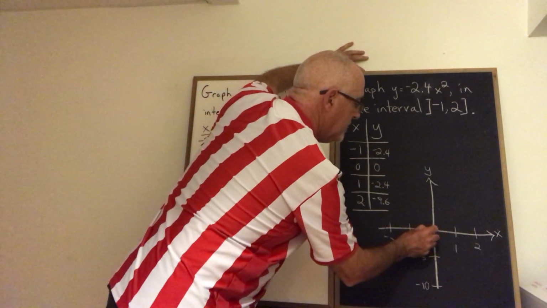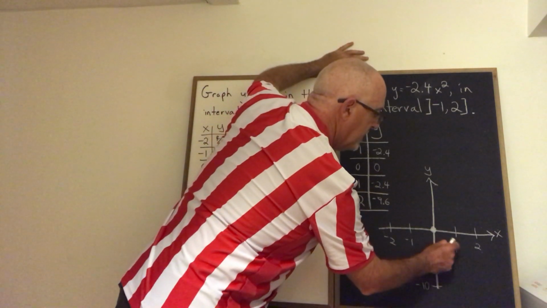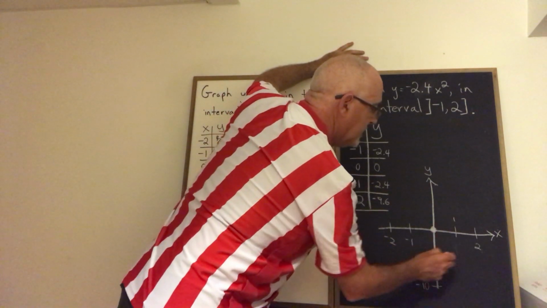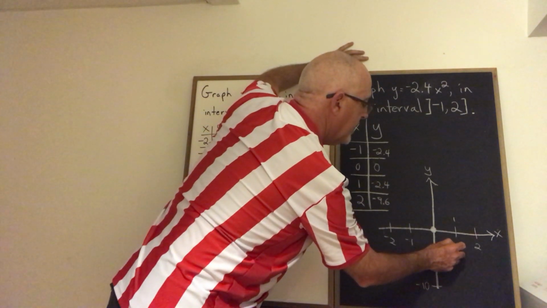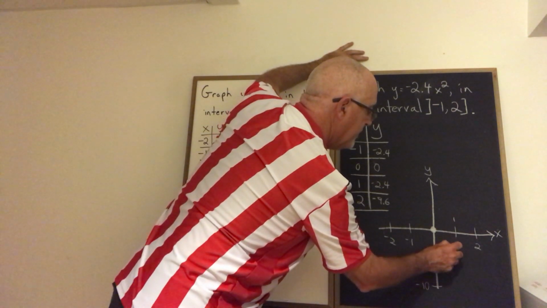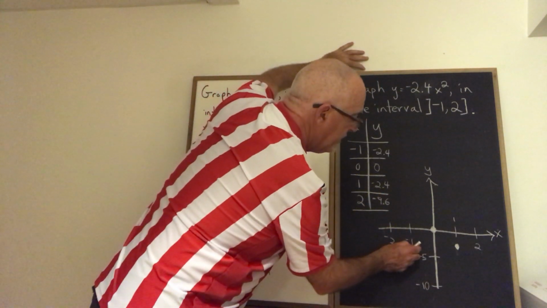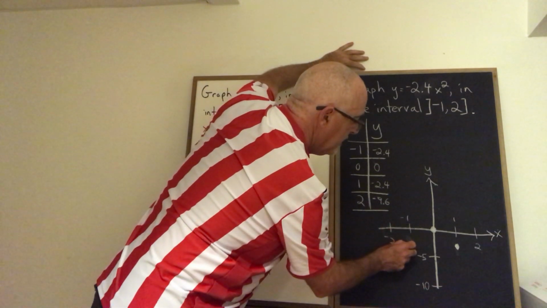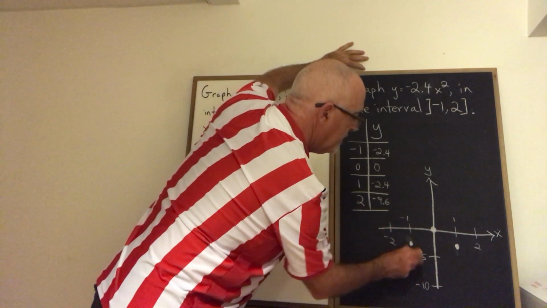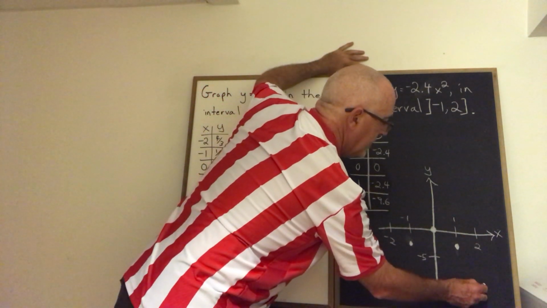0, 0, of course, is right here. 1, negative 2.4, well, I put my number 1 in the wrong place because it's in the way. Negative 1, negative 2.4 will be about here. Positive 1, negative 2.4, it's happening again, will be about here. And 2, negative 9.6 is going to be about here.